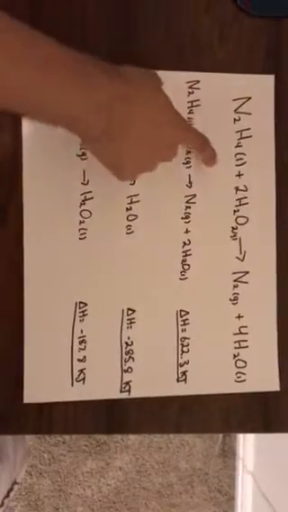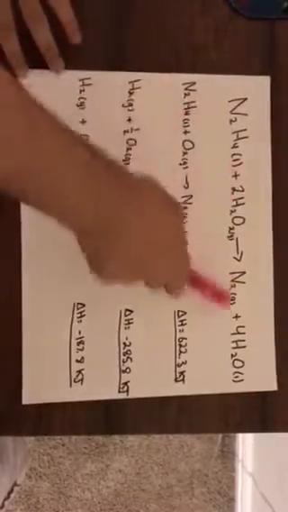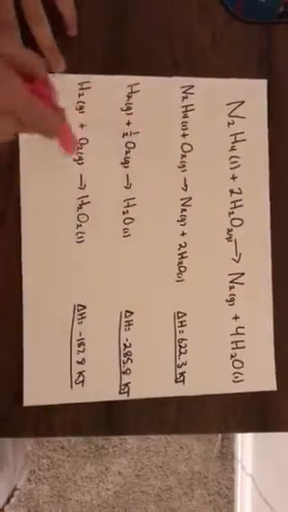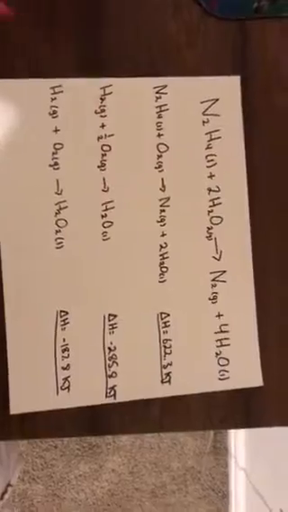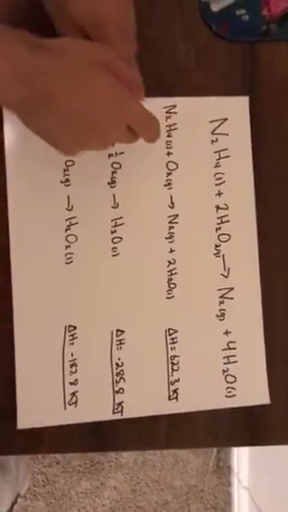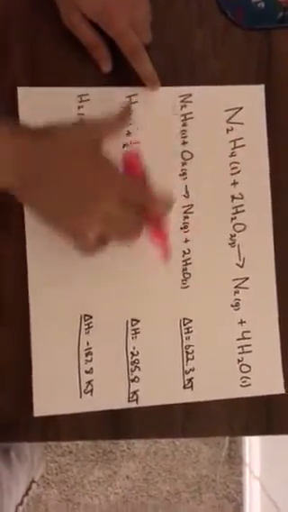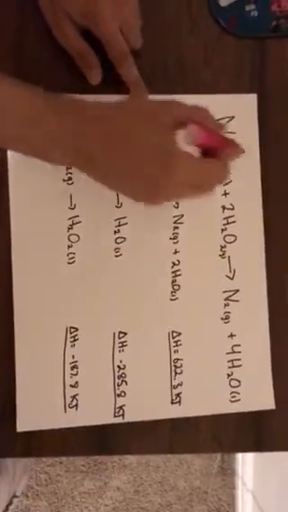So we're solving Hess's law, and this is the equation that we're given, and we have to find each compound in these given equations. So since N2H4 is found here, we don't have to do anything to this equation. So we can just highlight that it's found there.